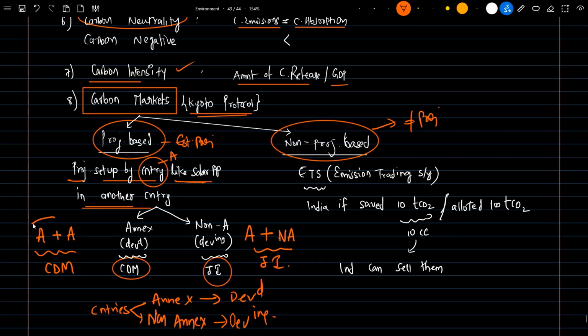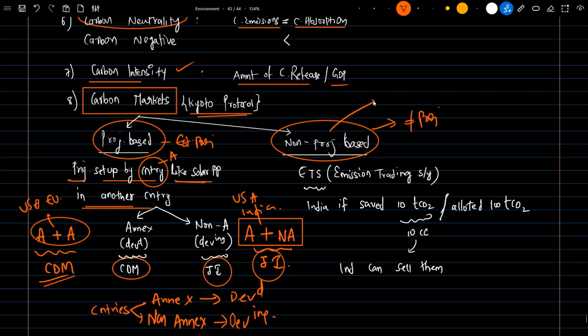Simply, it means A plus A, an annex country investing in an annex country. For example, let's say the USA is investing in the European Union. Joint implementation means an annex country is investing in a non-annex country, meaning a developing country. Let's say the USA is investing in India. Then it is called joint implementation. Here it is called clean development mechanism. This is about project based.